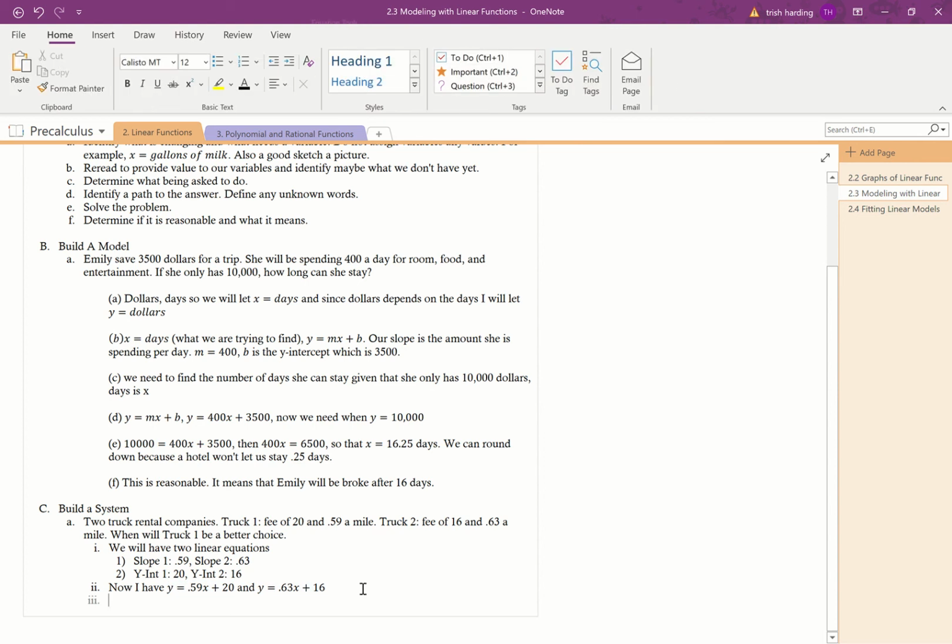So now, what am I looking for? I'm going to go and find that. What am I being asked? I'm being asked, when will truck 1 be a better choice? So when will truck 1 be less expensive than truck 2?